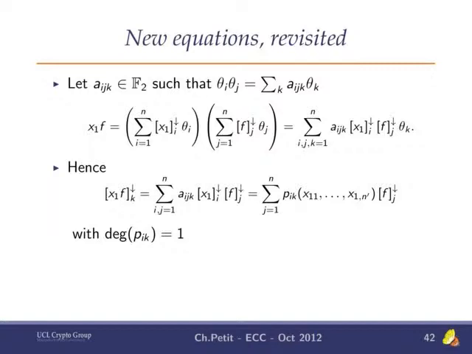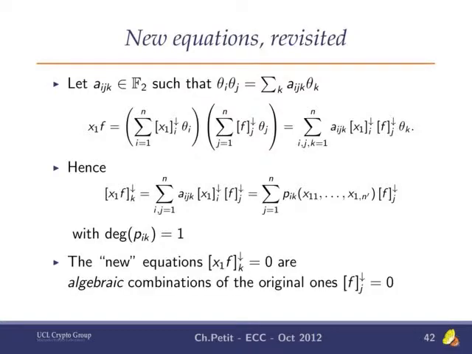Why does it have degree 1? Because the valuation of x1 is degree 1. So you apply a linear combination of polynomials of degree 1, you get a polynomial of degree 1. So what does it mean? It means that the new equations that you got by applying a valuation on x1f are actually algebraic combinations of the original ones. You can get them by multiplying the original equations here by polynomials. But it's an algebraic combination and not just a linear combination, so it's not like before where they were just the same equations.